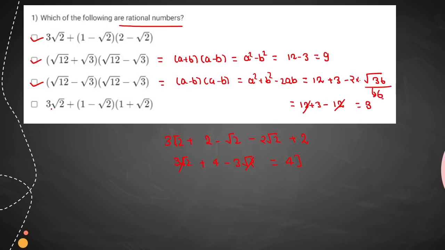The last option is 3 root 2 and (1 - root 2)(1 + root 2). It is also (a - b)(a + b), so it will simply give 3 root 2 plus 1 minus 2. So 3 root 2 minus 1, this is an irrational number, so that's why this option is incorrect.